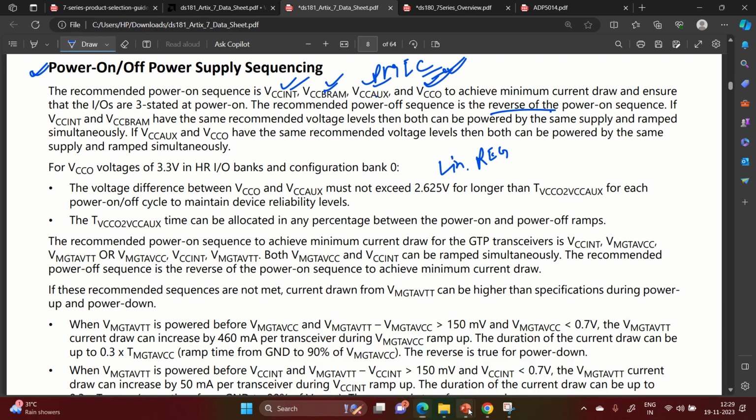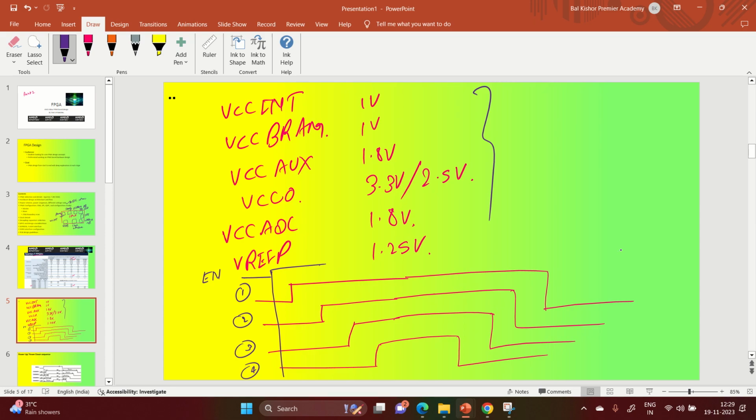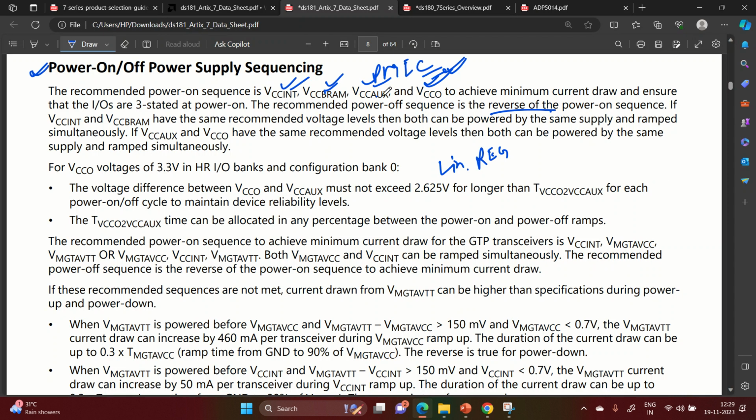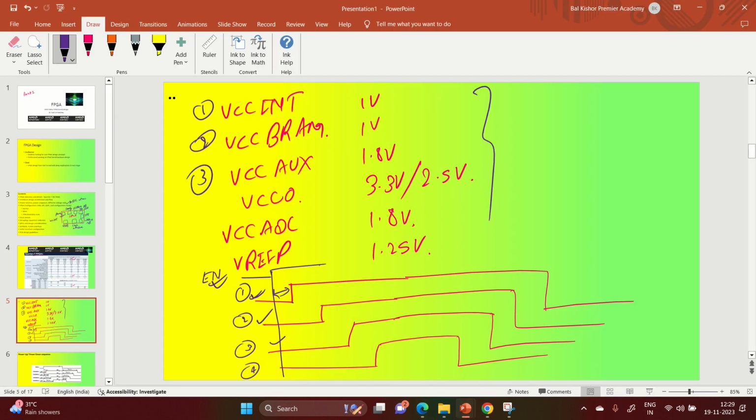If I put it in a diagram, let's say I am going to enable my regulator. Once you have enabled it, the first one will be VCC INT, enabled after some delay that you want to give. Then I will enable VCC BRAM, so that is number 2. Number 3 will be auxiliary, and then number 4 will be VCCO. While switching off, you can see I have switched off my VCCO first. After some delay I will switch off my third one, which is auxiliary, then the second one, which is BRAM, and then the first one, which is internal supply voltage. So internal supply voltage was switched on first and switched off last. First on and last off. This is the way we will be proceeding.